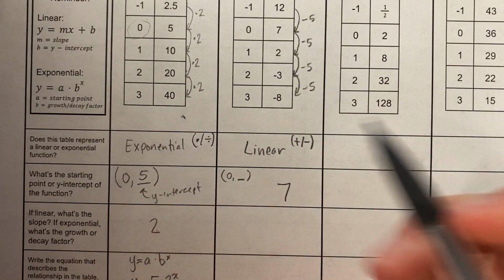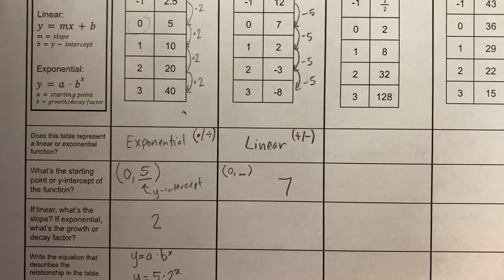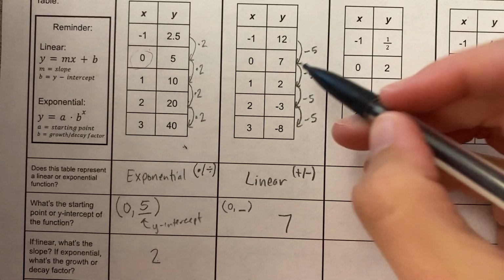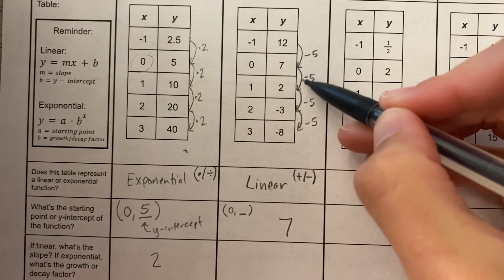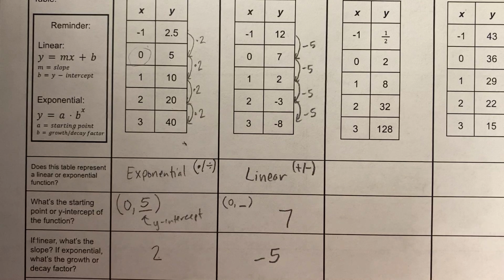Okay, and I wrote it differently. Like, I don't mind if you just write 7. That's fine. But this is just your note for the rest of your problems. Okay, if linear, what's the slope? Okay, so this one's linear, so what's the slope? The slope is how the number is changing from line to line. In this case, it's decreasing by 5.